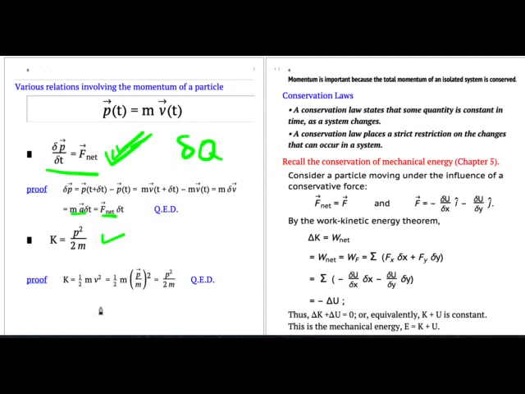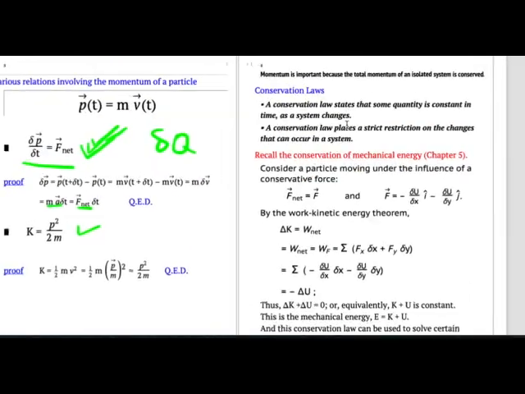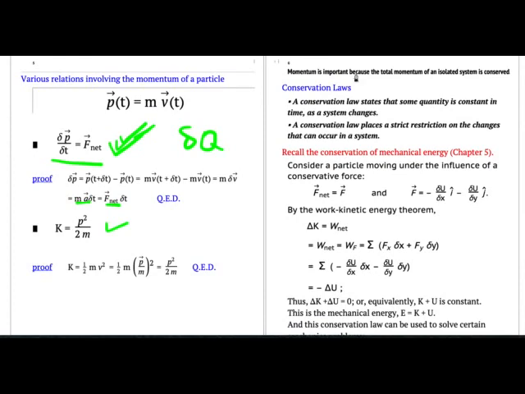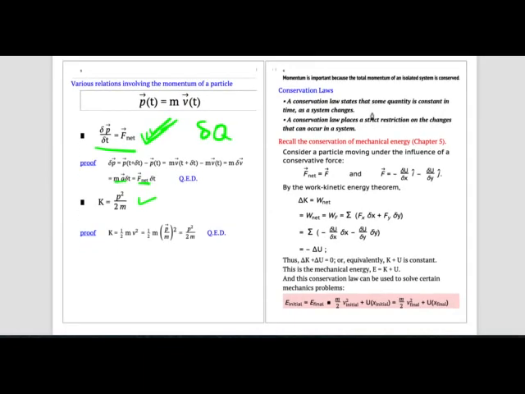Everybody knows that energy is important. Now, why is momentum important? Well, that's the next part of this chapter. Momentum is important because the total momentum of an isolated system is conserved. Conserved means constant, constant of the motion, constant in time. As the system changes, the momentum does not change. So this is one of several important conservation laws in physics.